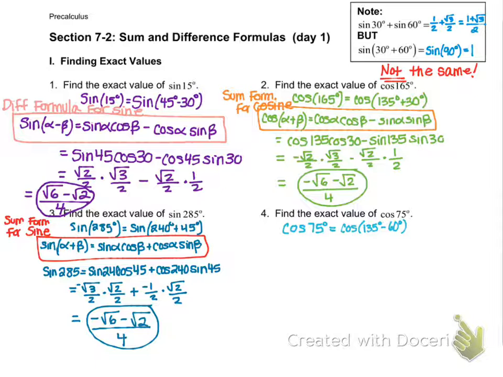So now we're doing a difference for cosine. So we have cosine of alpha minus beta equals cosine alpha cosine beta plus, because it's opposite with cosine, sine alpha sine beta.